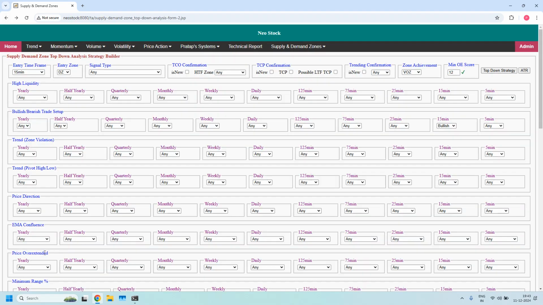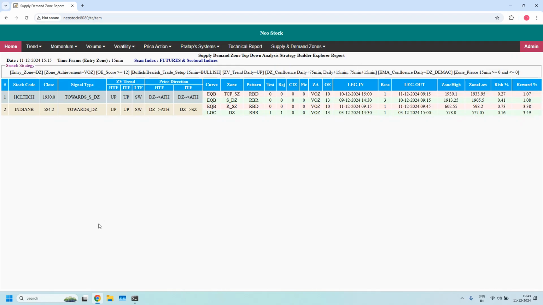Let's verify. In the EMA Confluence, daily time frame, daily demand zone having daily EMA Confluence, and also in the trend at a daily time frame, we have to select uptrend, not sideways. So let's filter. We got 2 stocks. These 2 are even more high probability trade setup supported stocks. And moreover, the first one, HCL Tech, is having a 15 minute high liquidity demand zone.